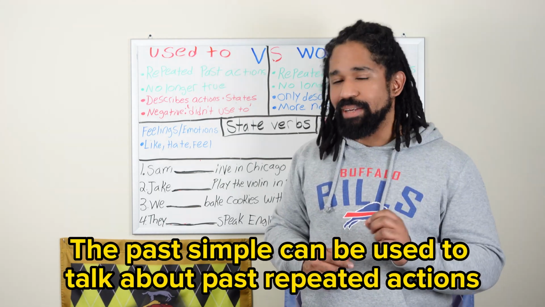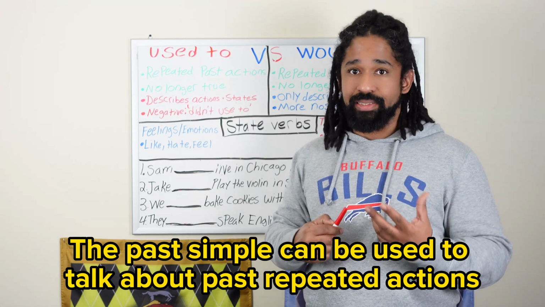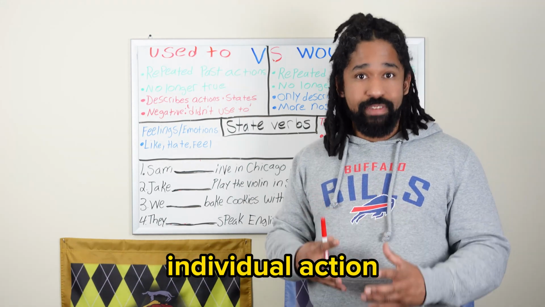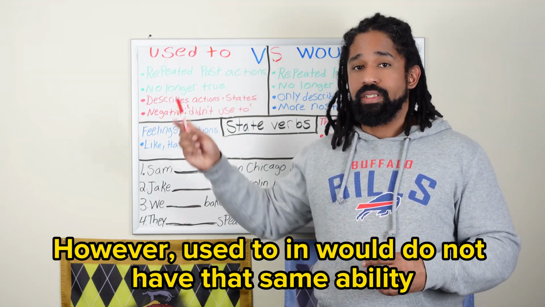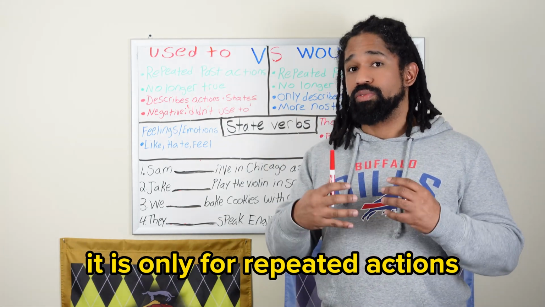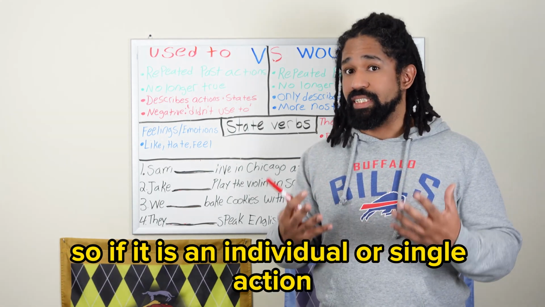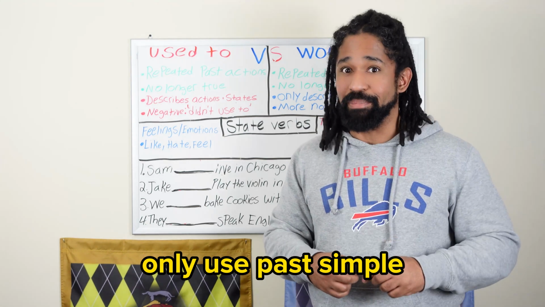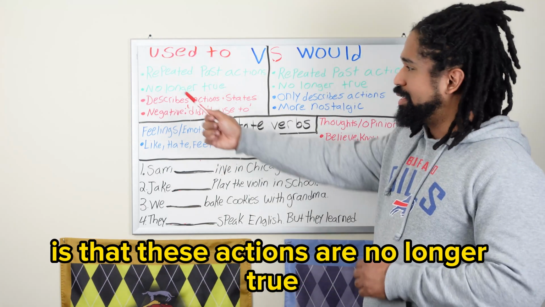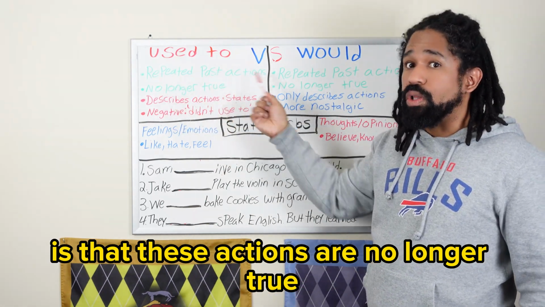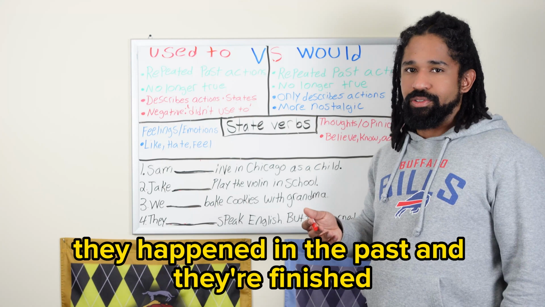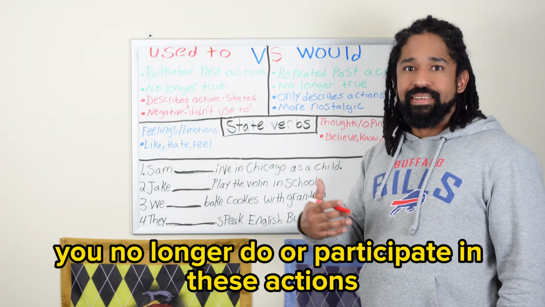The past simple can be used to talk about past repeated actions, but it can also be used to talk about a single individual action. However, used to and would do not have that same ability. It is only for repeated actions. So if it is an individual or single action, only use past simple. What is similar about used to, would, and the past simple is that these actions are no longer true. Like the past simple, they happened in the past and they're finished. You no longer do or participate in these actions.